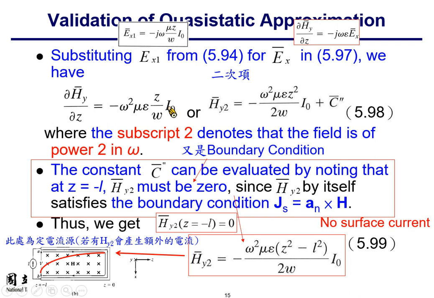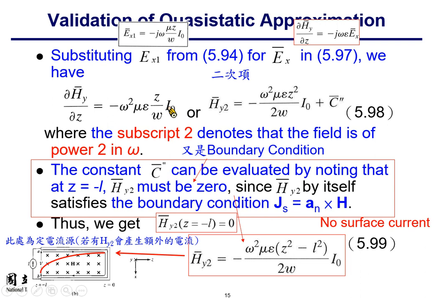Otherwise, the boundary condition, that is, this is a constant current source, the condition cannot be met. Okay? Because the left end is a constant current source, the higher order current should be 0 at the left end. Therefore, substitute z equals minus L, and you should end up with 0 for the Hy2 term, which lets you derive the value for c double prime.